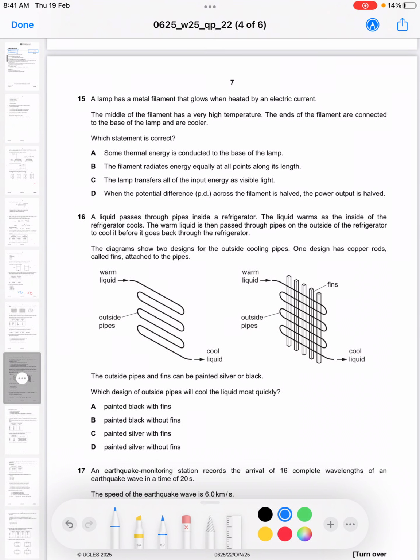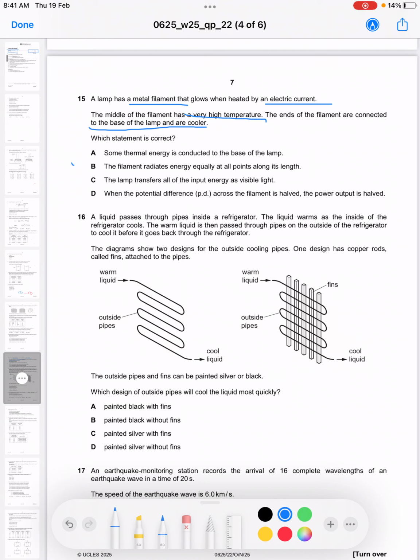A lamp has a metal filament that glows when heated by the electric current. The middle of the filament is at very high temperature. The ends of the filament are connected to the base of the lamp and are cooler. Which statement is correct? Some thermal energy is conducted to the base of the lamp. Okay, seems right.